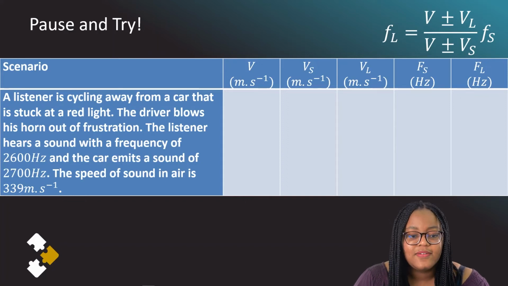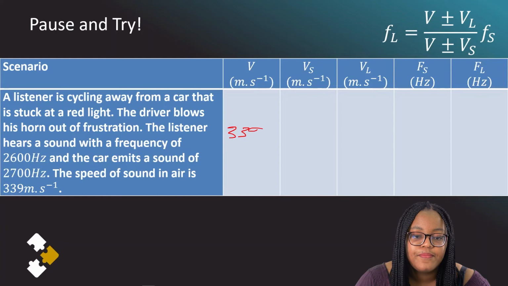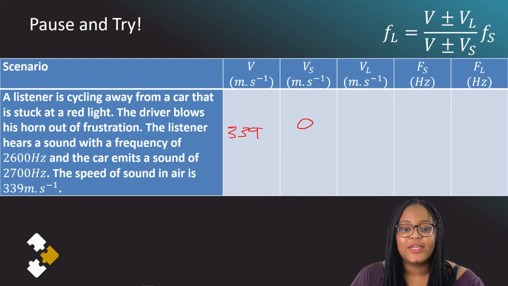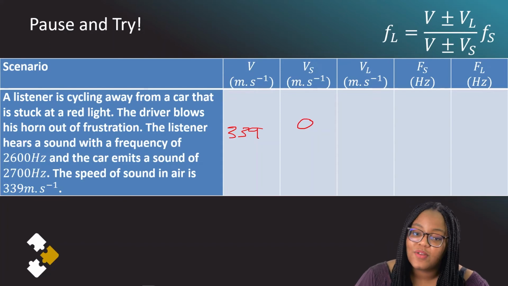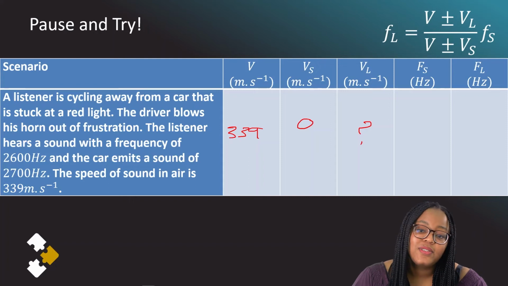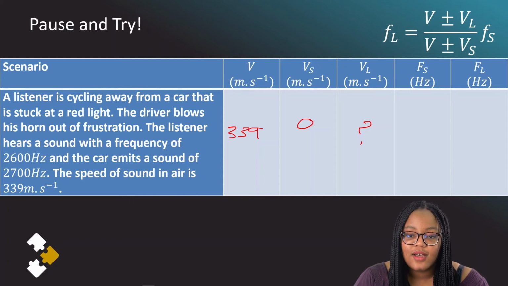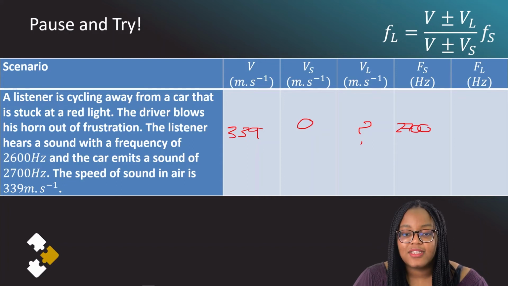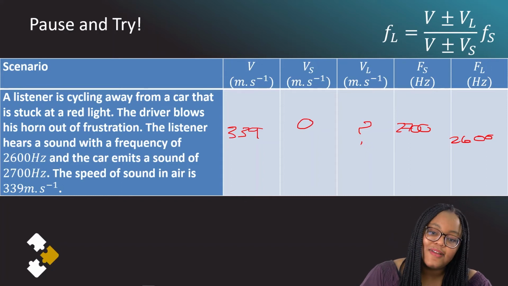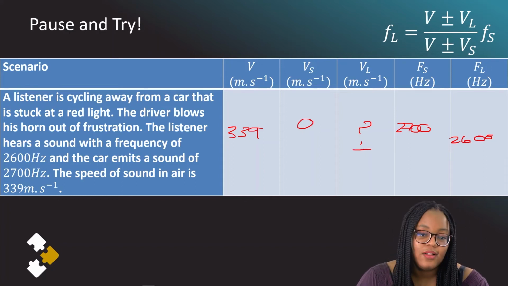We know that V, the speed of sound in air, is 339. Vs, which is the velocity of the source, is going to be 0 because the car is stuck at a traffic light, it is stationary. VL, we have not been given any information about, so that is a missing piece of information you would have had to find. Fs, the frequency of sound emitted by the source, as we know, is 2,700 Hertz. And FL, the frequency of the sound experienced by the listener, is going to be 2,600 Hertz. Let's fill these values into the formula to figure out VL.